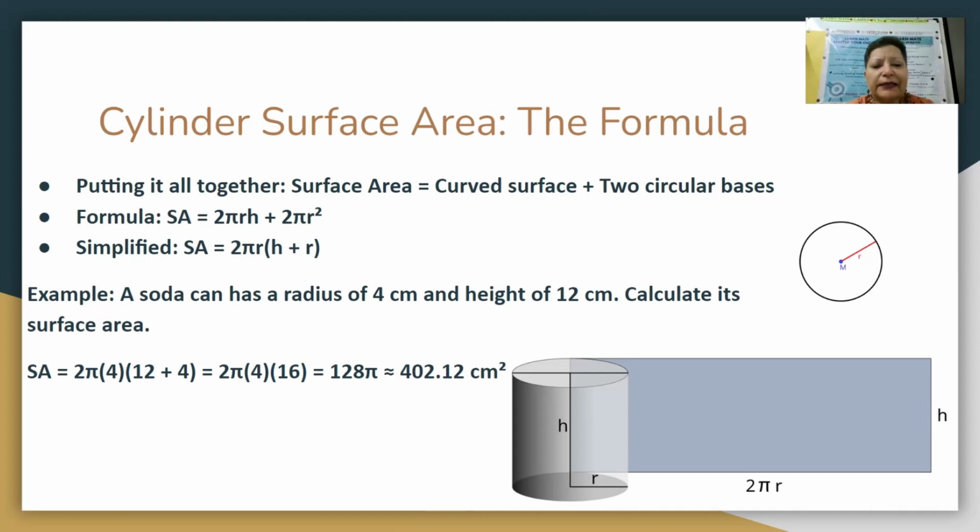A very quick example. A soda can has a radius of 4 centimeters and a height of 12. You need to calculate its surface area. So how would you calculate the surface area? It would be nothing but 2 pi r, here r is 4. Inside, it would be h plus r. H is given as 12. And using the value of pi as 22 by 7 or 3.14, you'll be able to find out the area. As you know, always the unit for area is the square of the units. Since everything was given in centimeters, your area becomes centimeter square. Okay.